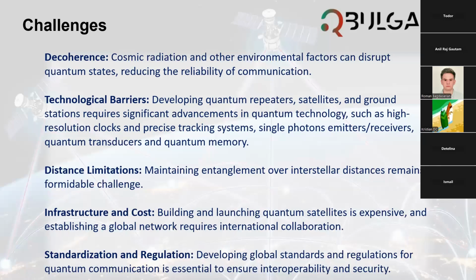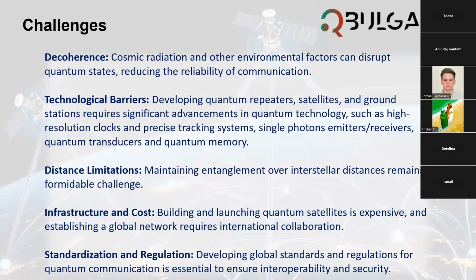The other is technological barriers. To develop quantum repeaters, satellites, and ground stations require significant advancements in quantum technology, such as high-resolution clocks, precise tracking systems, single photon emitters and receivers, quantum transducers, and quantum memory. Two words about quantum transducers. If you want to create a hybrid quantum network, which includes satellite links, terrestrial links, if you want to connect quantum computers, then we need devices that can transfer the quantum information from one physical system to another physical system.